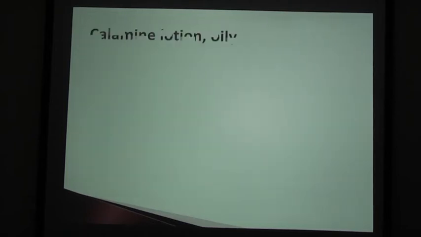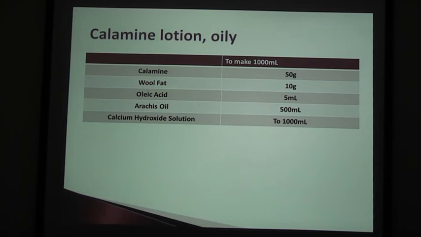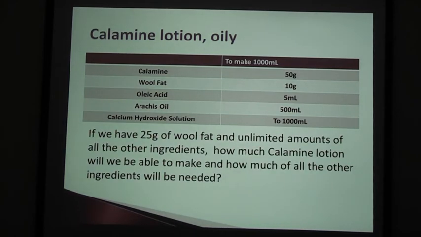So with the same formula given to you, another question could be: we have 25 grams of wool fat and unlimited amounts of everything else. How much calamine lotion will we be able to make now, and how much of all the other ingredients will we need?